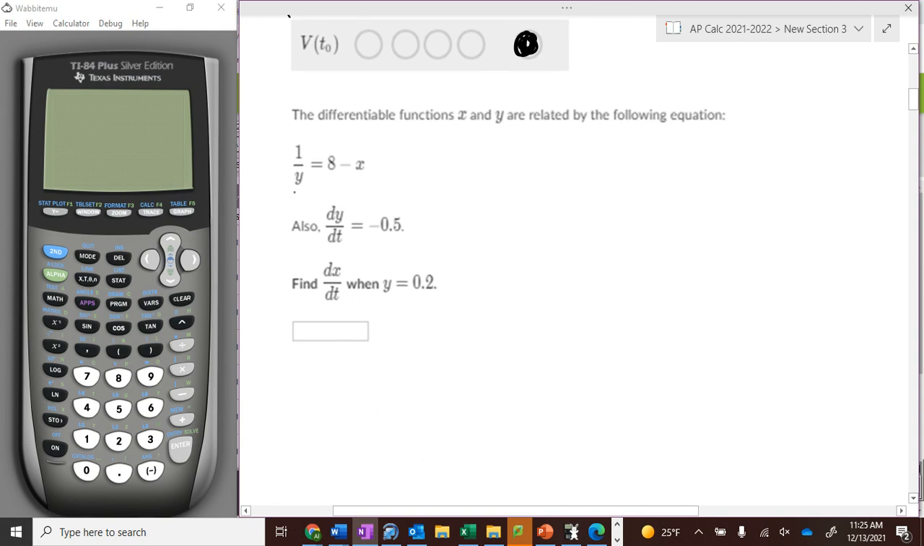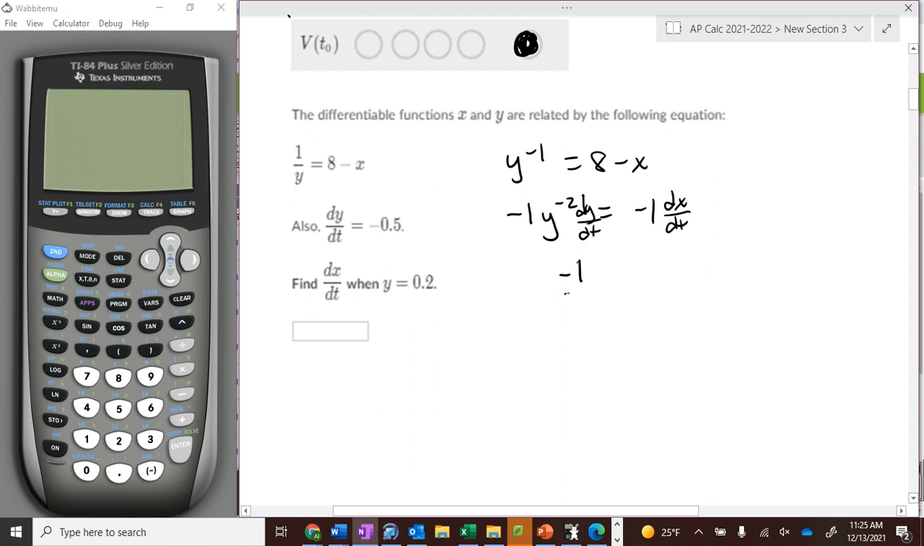Differentiable function is 1 over y equals 8 minus x. Find dx dt. So we have to take the first derivative of the left side. So it's y to the negative 1 equals 8 minus x. What's the first derivative of this? Equals first derivative over here. So it's negative 1. Oh, you forgot your dy dt. And dx dt.